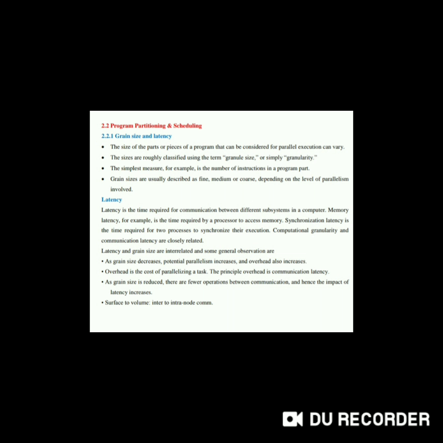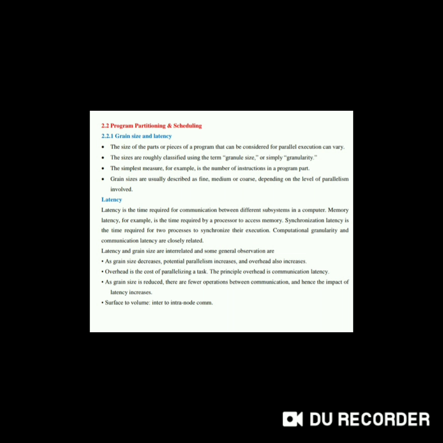Latency and grain size are interrelated, and some general observations are as follows. As grain size decreases, potential parallelism increases, and overhead also increases.